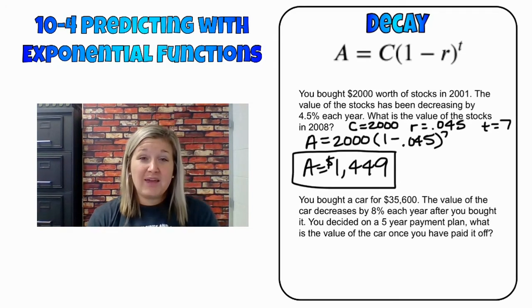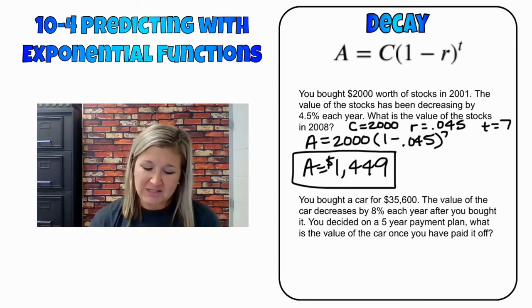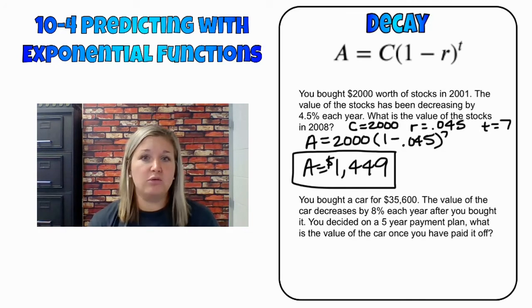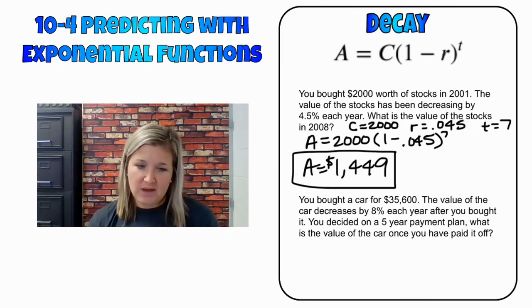All right, so let's look at cars here. You guys are fixing to be old enough to buy your own car. So let's look here. You bought a car for $35,600. That's a lot. The value of the car decreases by 8% each year after you bought it. Now, you decided on a 5-year payment plan. So usually you just pay a car out. What would be the value of the car once you have it paid off?